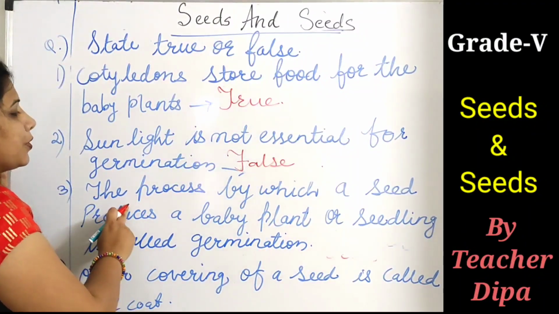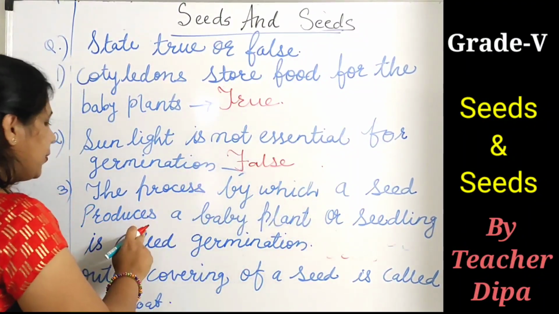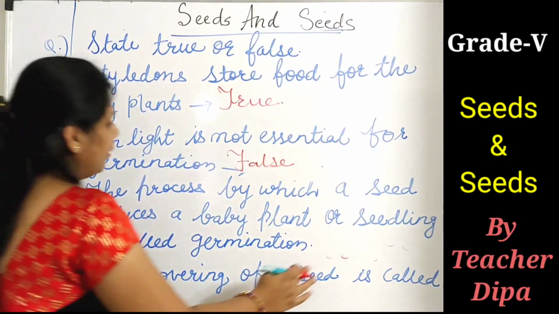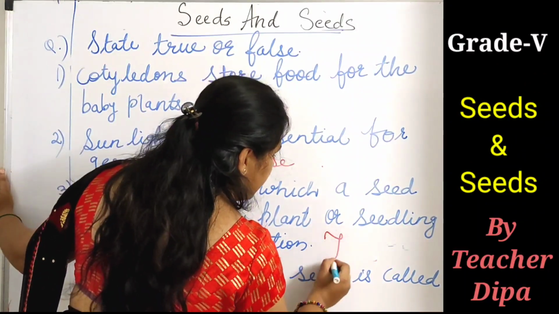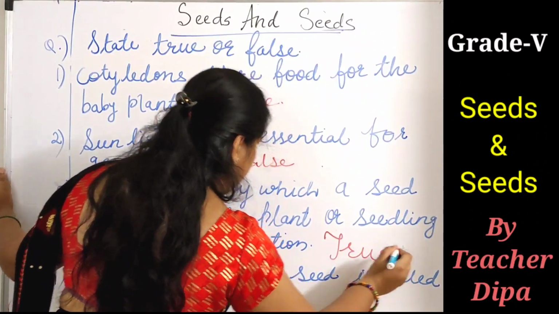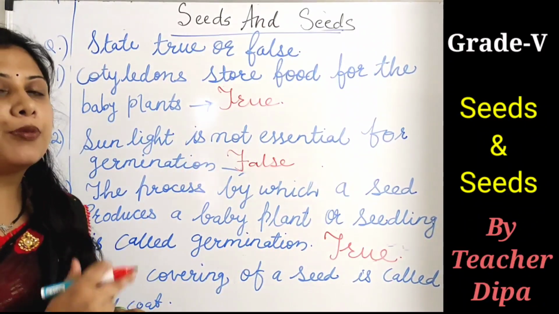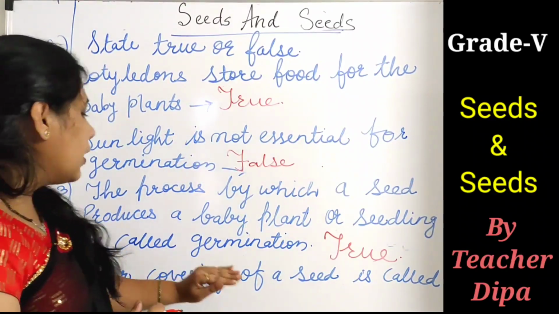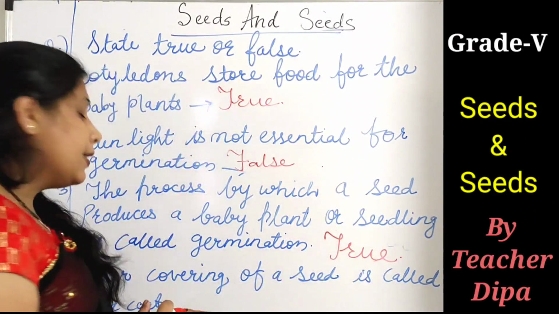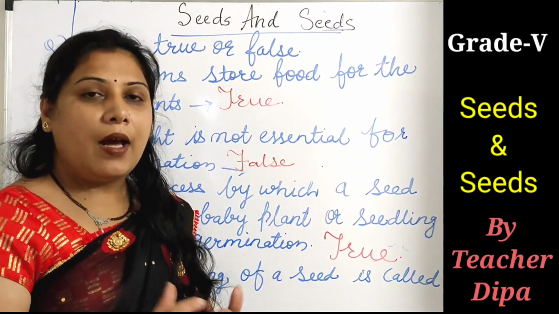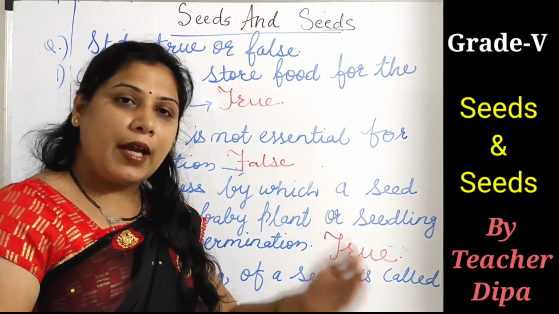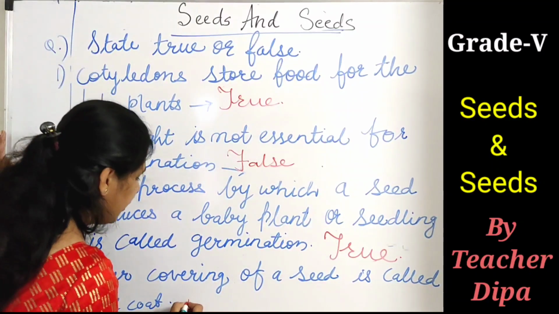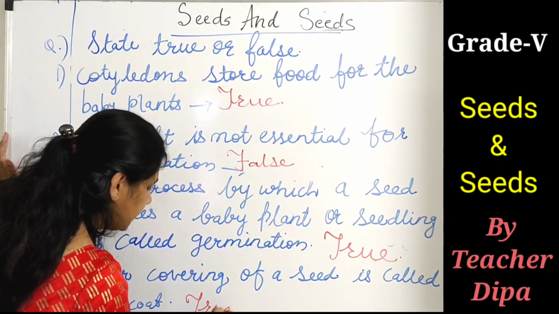Next, the process by which a seed produces a baby plant or seedling is called germination. Again, this statement is true. Germination is a process in which seeds produce the baby plant. Next, the outer covering of a seed is called the seed coat. You may have seen the seed coat, and inside that the seeds are there. So that is called the seed coat. So this statement is again true.